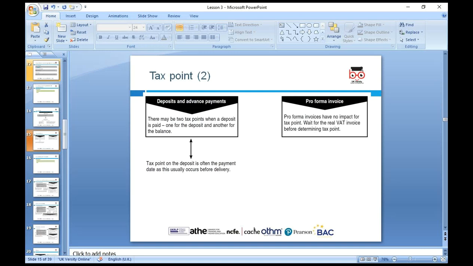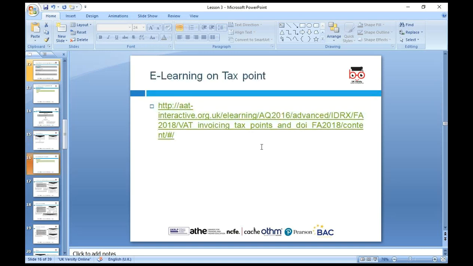Okay. Sorry, I didn't understand the last part. Tax point means the date which we should include in the tax, because some invoices may go in this quarter, some will go in the next quarter. That's the only point, because normally we do quarterly returns for VAT. A pro forma invoice has no impact on the tax point. Wait for the real VAT invoice before determining the tax point. A pro forma invoice is simply an invoice that doesn't give a lot of details. I can put just the total amount.